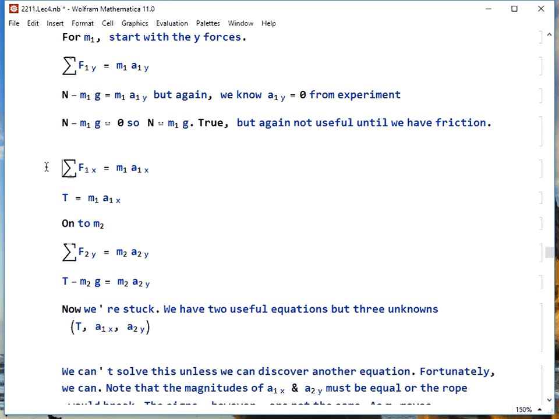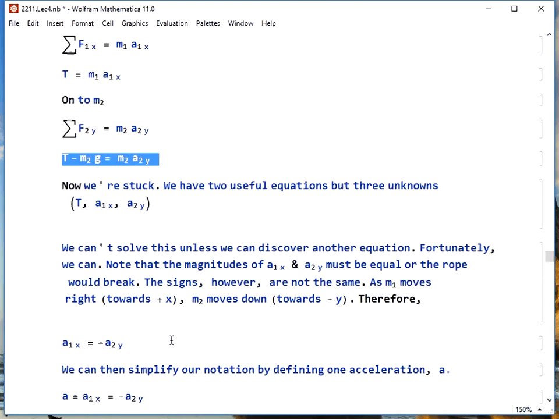This is true, but again, it's not particularly useful until we get to friction. In the x direction, the only force we have acting on m1 is T. So T equals m1a1x. For m2, all we have are forces in the y direction. We list them. We've got T pulling up and m2g pulling down, and they have to equal m2a2y. The problem here is we have two useful equations, this one and this one, but three unknowns because we don't know T, a1x, or a2y. We can't solve this unless we can think of another equation.